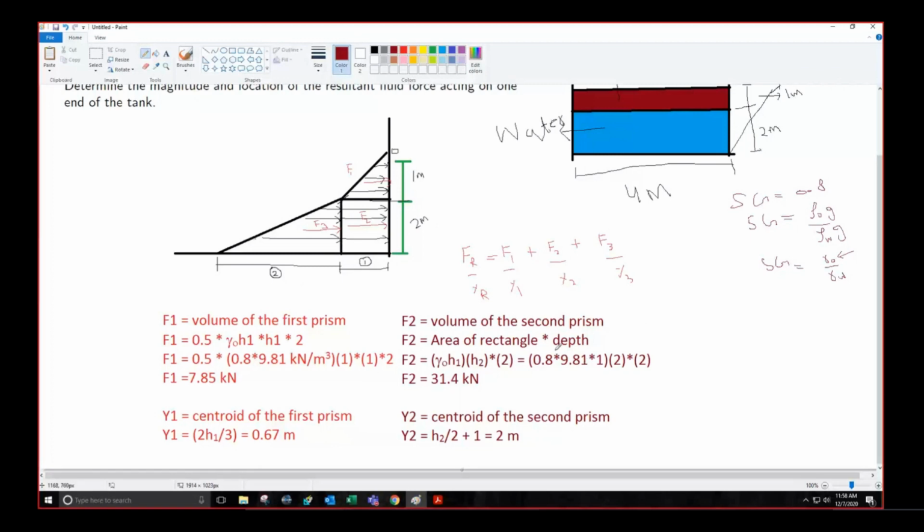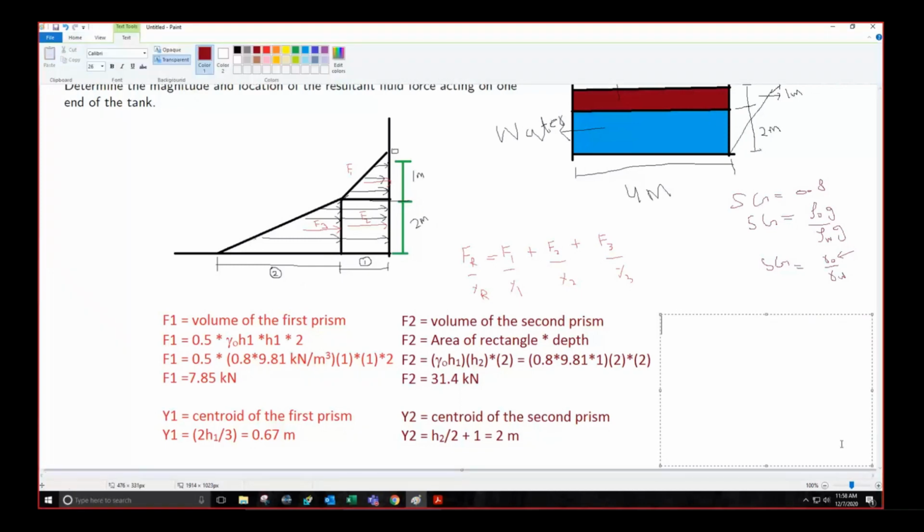Clear? F2 clear होगी? इसमें कोई क्वेश्चन हो? F2 की कैलकुलेशन में कोई क्वेश्चन तो नहीं है? No sir. Finally, F3. F3 is volume of the third prism, which is equal to the area of triangle multiply by the depth into the page.